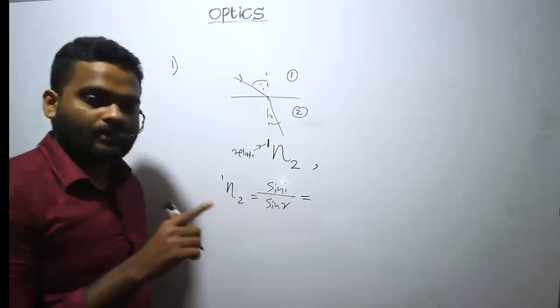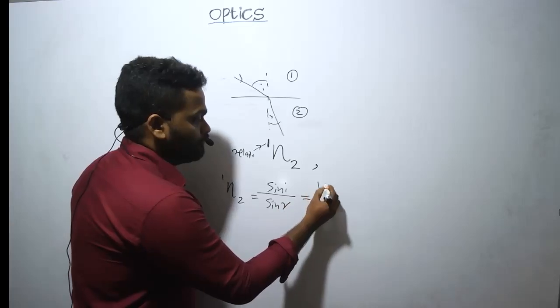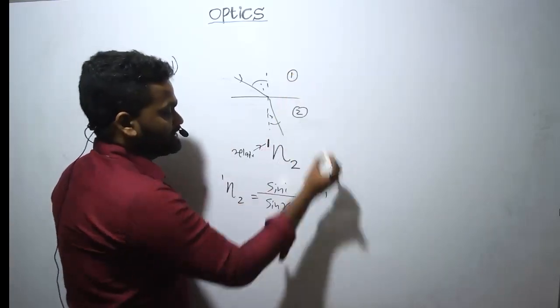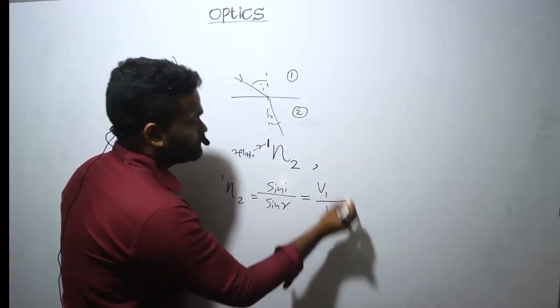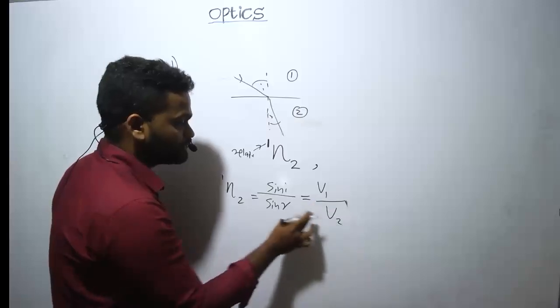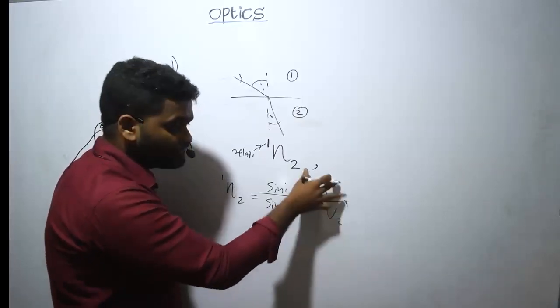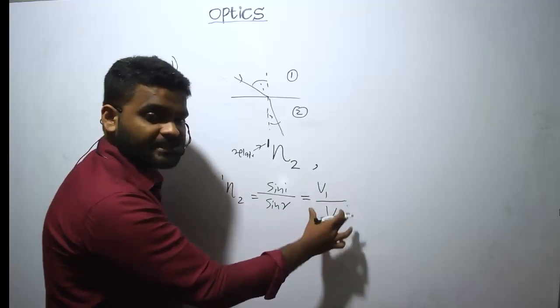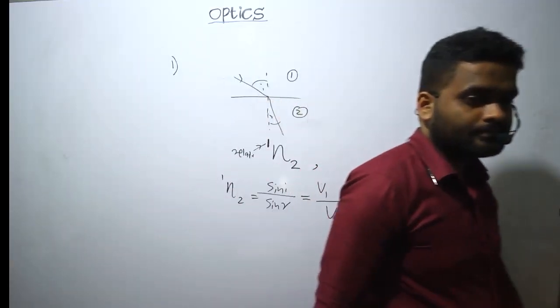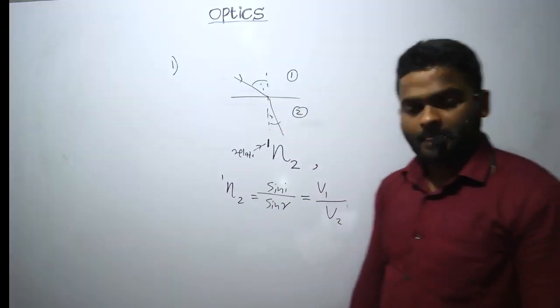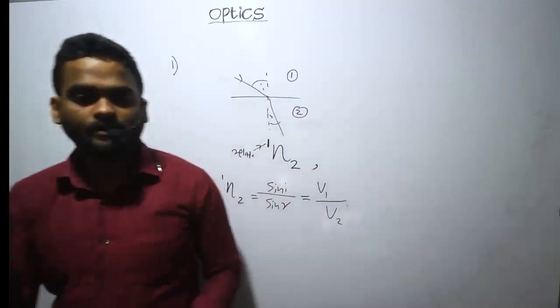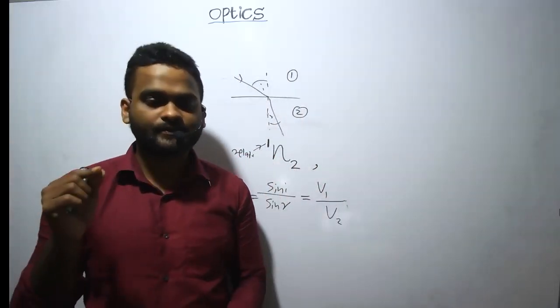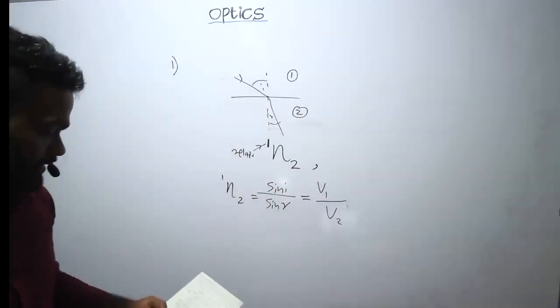And also they have found velocity in the first medium divided by velocity in the second medium. This also is equal to the ratio between light speeds in first medium and second medium. Right. So that is how we defined Snell's law. Okay, Snell's law.